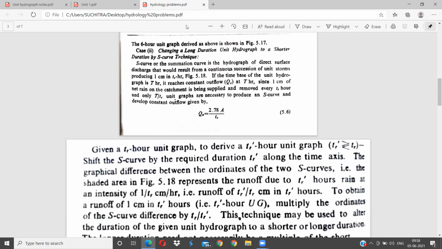Anyway, the time is running out. So all of you mark your attendance in the chat box. If you are not marked, please mark your attendance in the chat box.